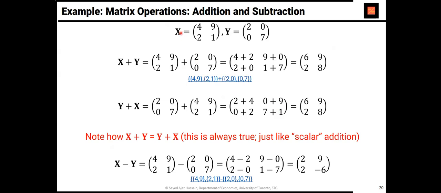Here are some examples. I've given you X and Y's, and as an example, here's X plus Y, and here's Y plus X. And notice that in general, it is true. You may want to prove this using general notation. But when it comes to matrices, X plus Y is the same as Y plus X, right? And here's an example of X minus Y. And of course, you can figure out Y minus X on your own, right?